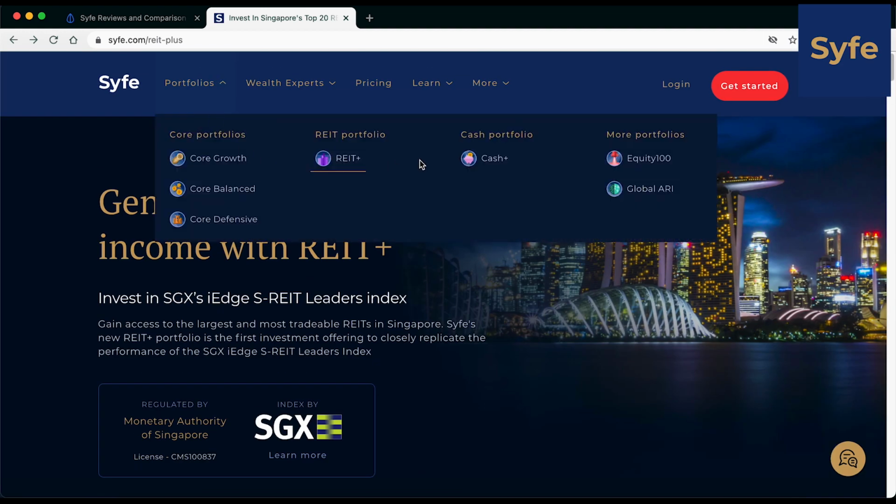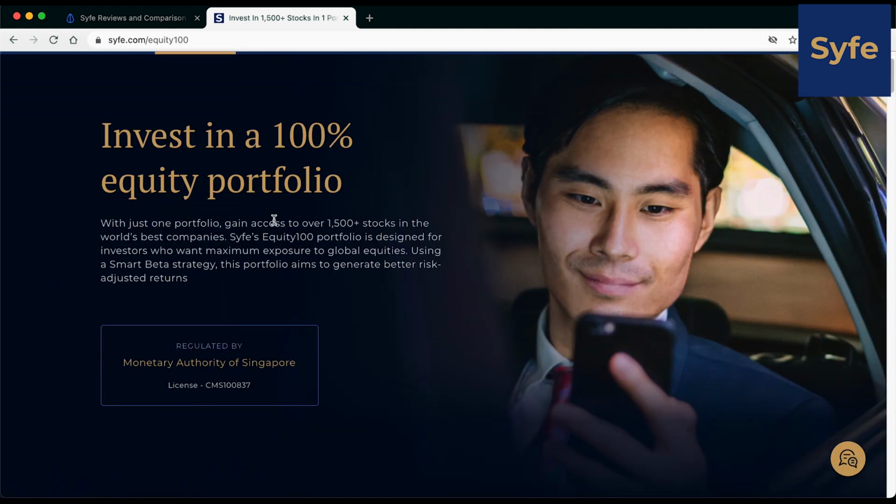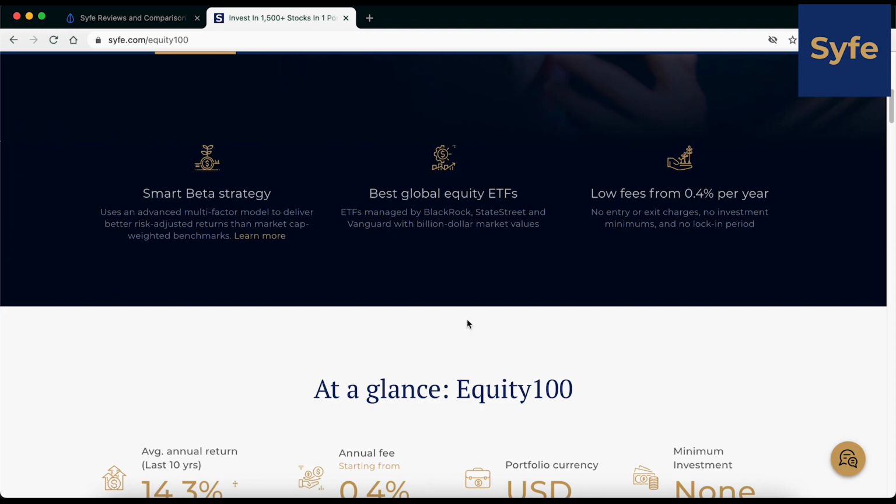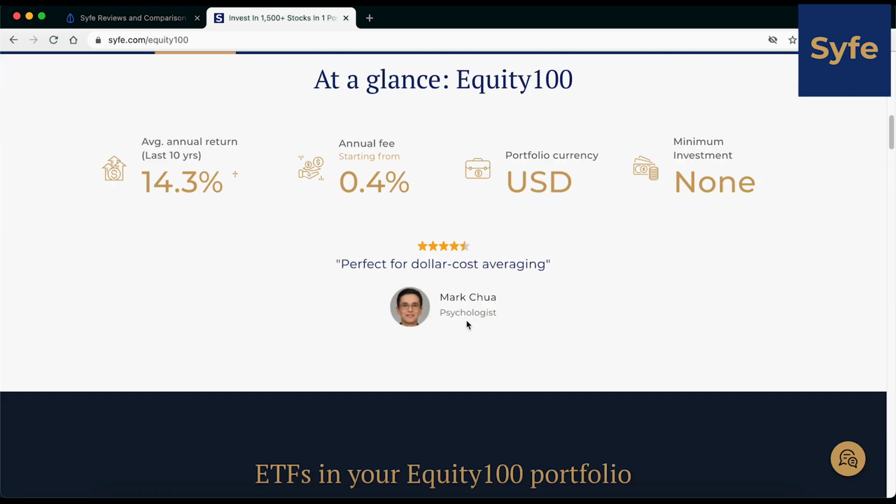But before I sign up, I just want to look at the other portfolio, Equity100. So with just one portfolio, you can get access to 1,500 stocks of the world's best companies, designed for investors with maximum exposure to global equities using a smart beta strategy. This portfolio aims to generate better risk-adjusted returns. So it's for the high-risk people who prefer the US market. So likewise, for the last 10 years, 14.3% average annual return in USD, starting from 0.4%.